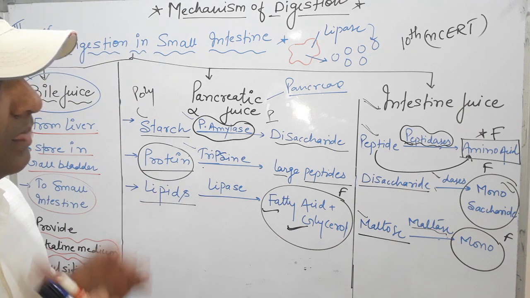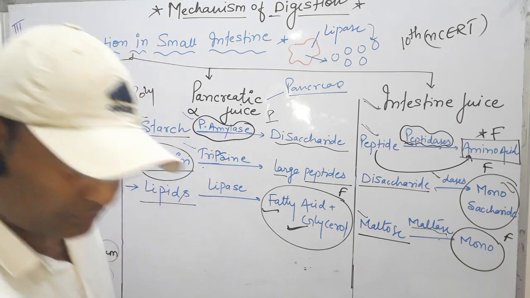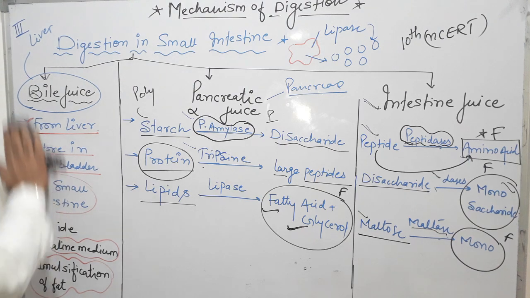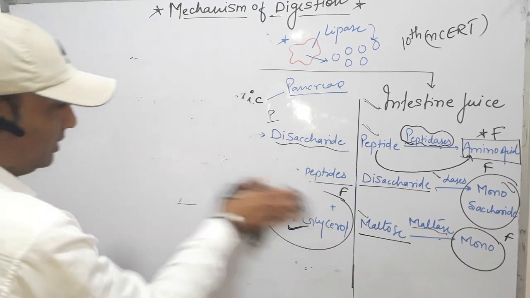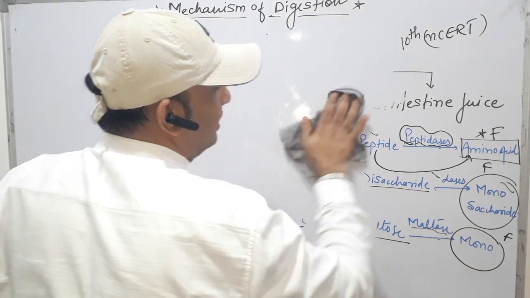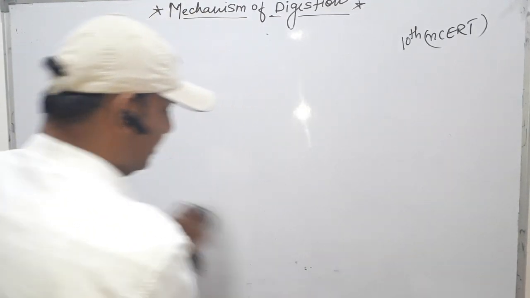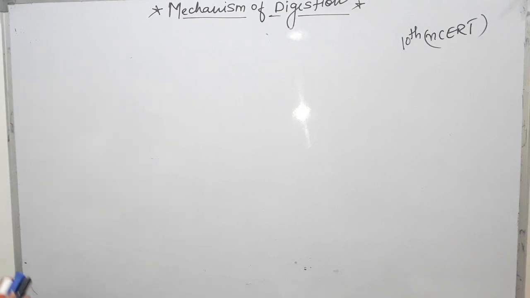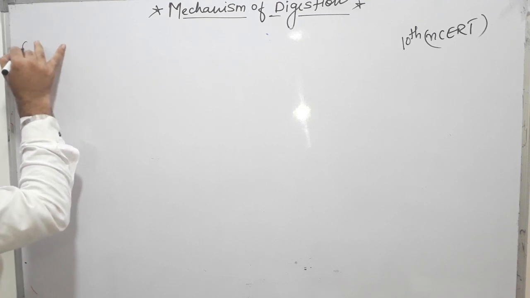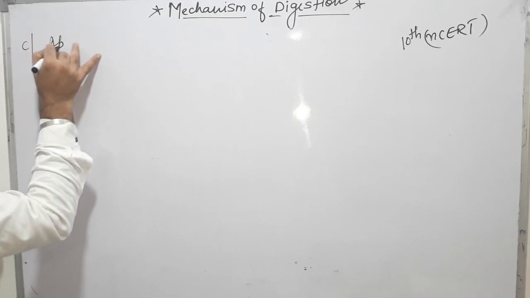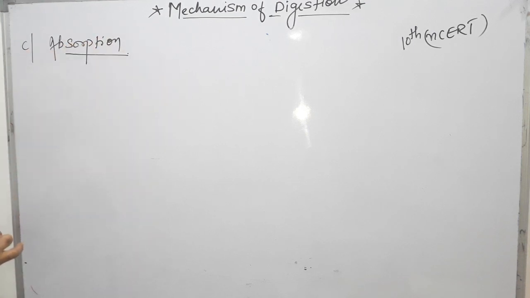In absorption, again we classify the absorption in the following way. First of all, in the buccal cavity, in the stomach, and then in the small intestine, and then in the large intestine. So the absorption area, in the mechanism of nutrition, the next point is C, or third point, which is absorption. So absorption is a very simple topic.